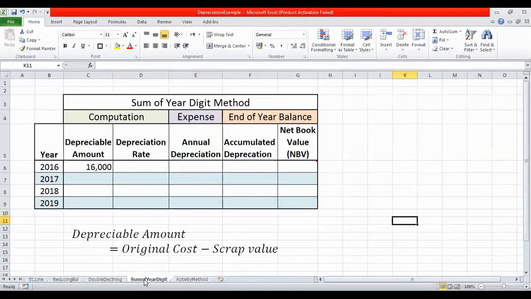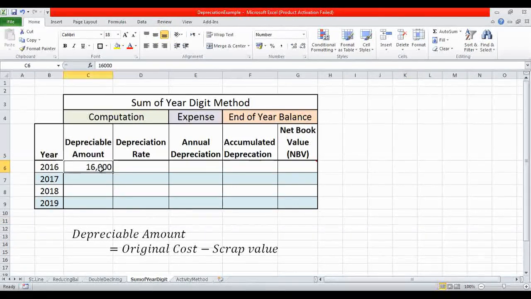Next comes the sum of year digit method. The sum of year digit method is a totally different method. Most of the time companies don't use it. It's used in very rare cases. You can see the formula to calculate the depreciable amount is original cost minus scrap value. So original cost in our situation is 18,000. So 18,000 minus the scrap value of 2,000 is 16,000.